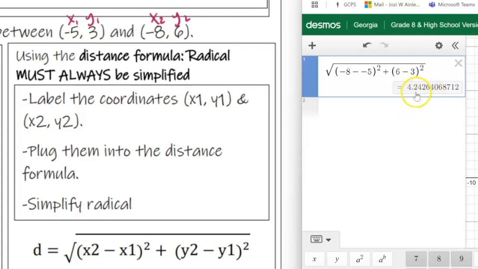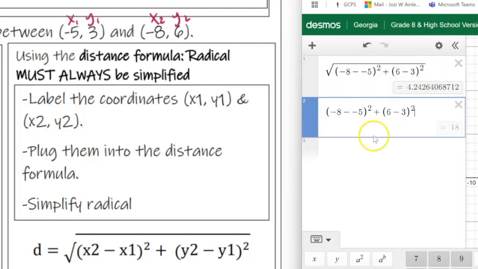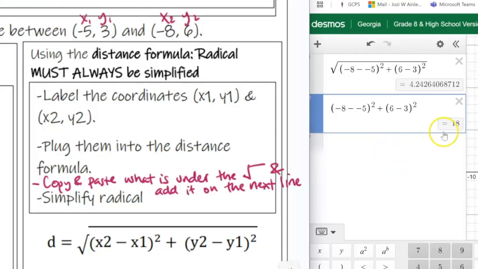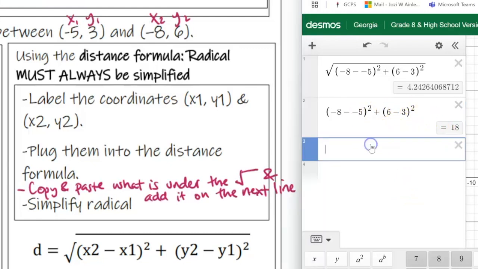Now, because this is a decimal, I know that I have to simplify the radical. So I plugged it into the formula. Then it says simplify the radical. So I have to simplify the radical. So what I'm going to do is I'm going to copy and paste what's underneath the radical onto the next line. So actually, I'm going to add that into the notes. Under plug them into the distance formula, pause the video and copy this down, ignoring what I wrote. Add it on the next line, so now I have radical 18.